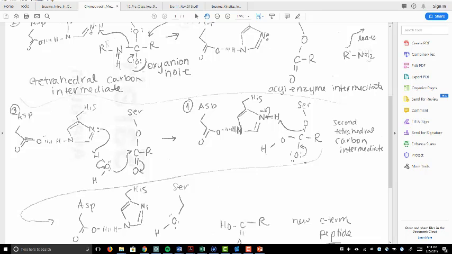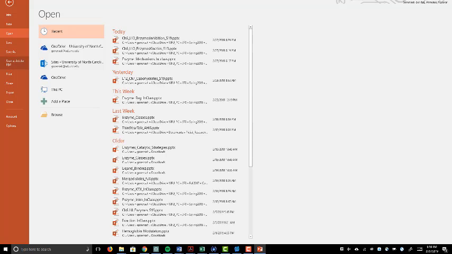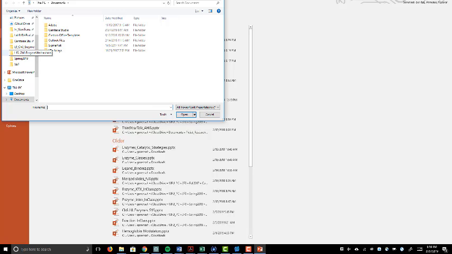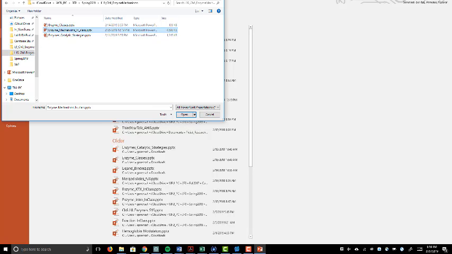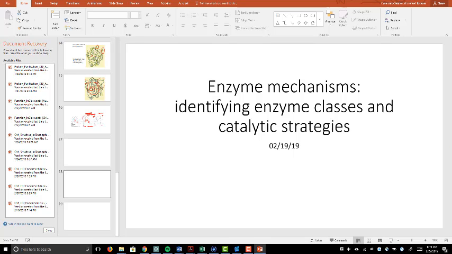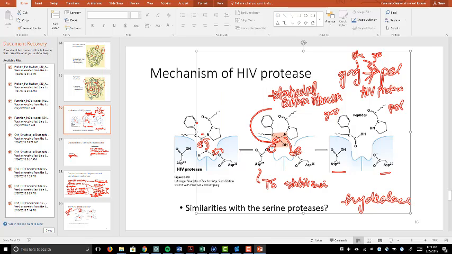Let's see, enzyme mechanisms. If we look at enzyme mechanisms, if we look at HIV protease, that's the other enzyme we have right now. So if we look at HIV protease, aspartate... So in this place, the aspartate on the right-hand side is acting as a general acid or base.